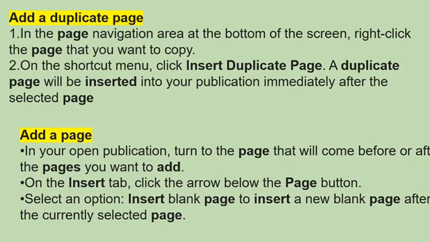But in case you want to just add a blank page, in your open publication, turn the page that will come before or after the pages you want to add. On the Insert tab, click the arrow below the page button, select an option, Insert Blank Page, to insert a new blank page after the currently selected page. You can also right-click on the page thumbnail, then select New.